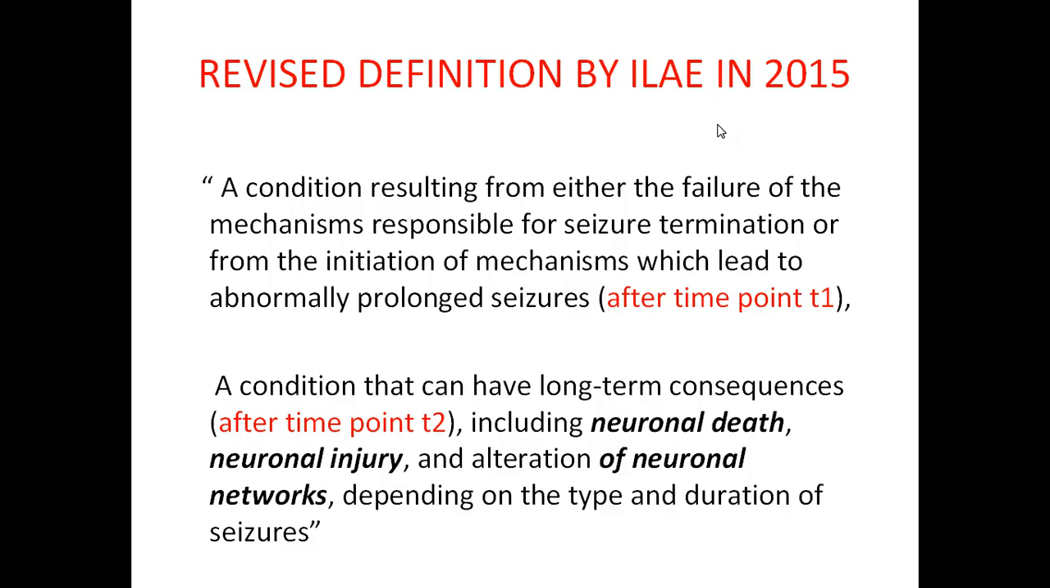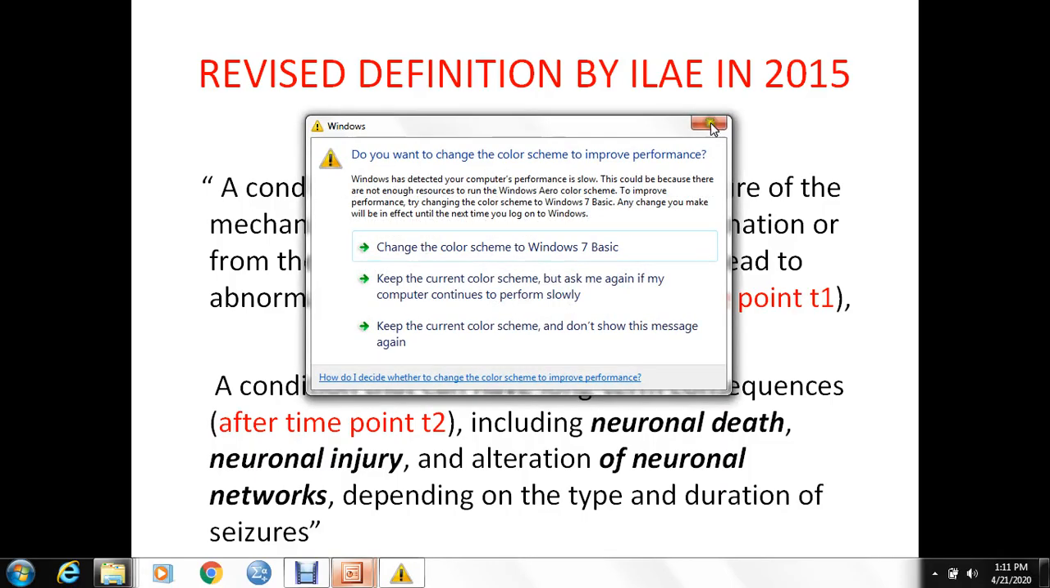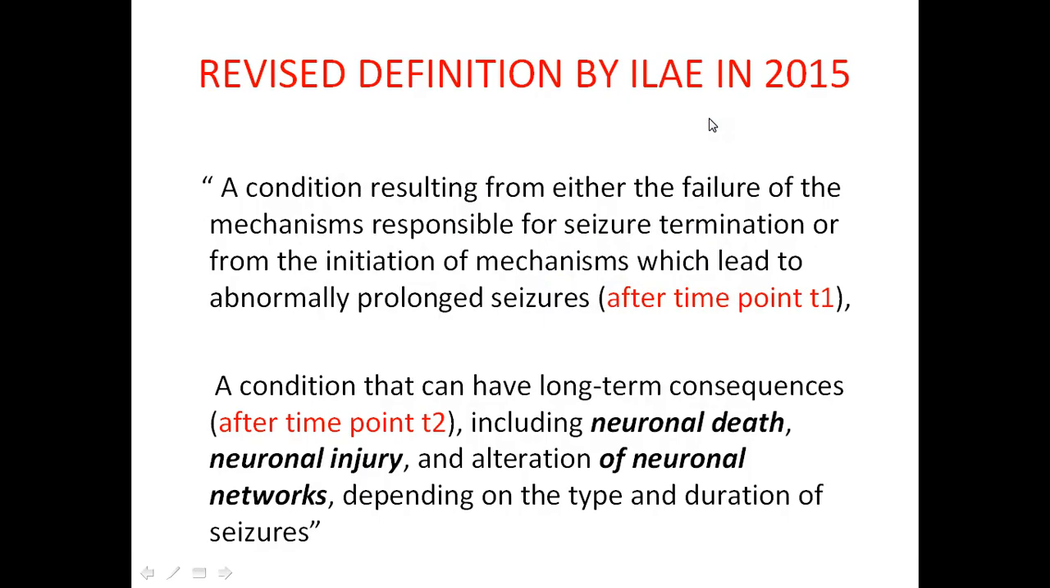The reason for this timeline is that it was noticed that with the initial definition of status, about 30 minutes or 15 minutes, this prolonged duration of status epilepticus already leads to irreversible damage. So it was required to act early. In research, it was found that in the first 5 to 10 minutes it's easy to control the status, rather than after a prolonged duration of 30 minutes. Why? Because it is a condition that can lead to long-term consequences, time point 2. Beyond 30 minutes, irreversible damage occurs, in the form of neuronal death, neuronal injury, or change in the function of neuronal networks.